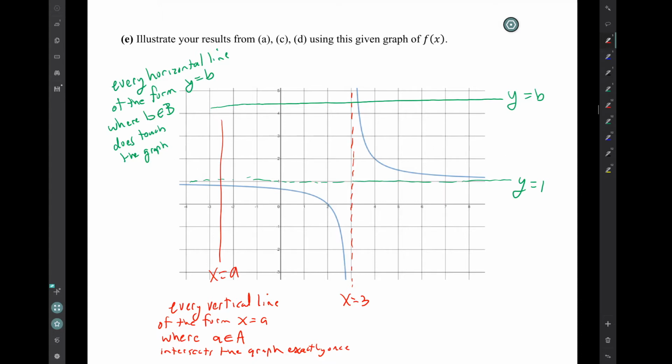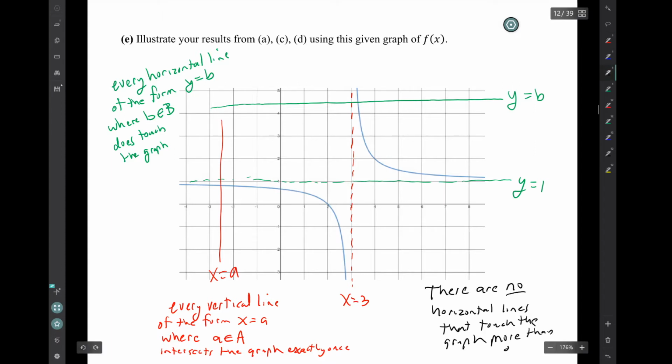Now what about question D? Prove, or illustrate, that this function is injective. Well, the key thing is that there are no horizontal lines that touch the graph more than once. So what I just wrote in black is an illustration of D. What I wrote in green is an illustration of C. And what I wrote in red is an illustration of A.